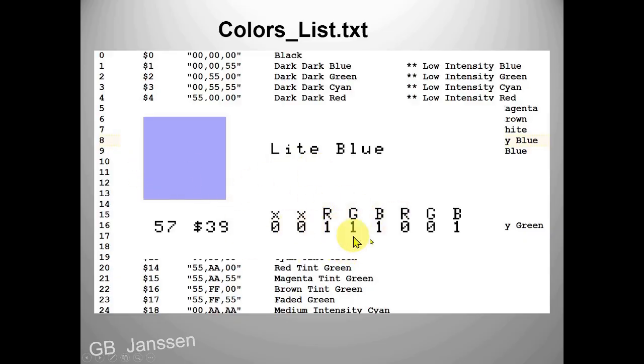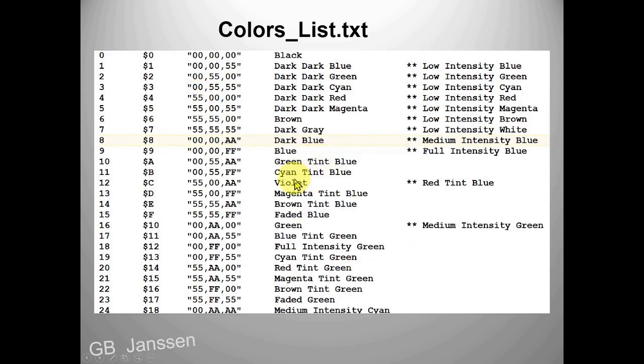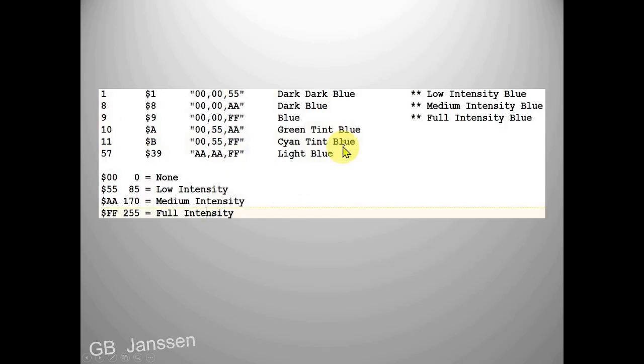So that's how this list works. Okay, I didn't go through all of them, but the program I will provide you, you can go through each one. Okay, here's some of the blue ones I picked out. And there's more things that have blue in them, but 1 was the dark blue, 8 was the dark blue, 9 was the regular, I call it regular blue. Then there's a green tint blue, cayenne blue, and light blue. And there's other ones that use the blue.